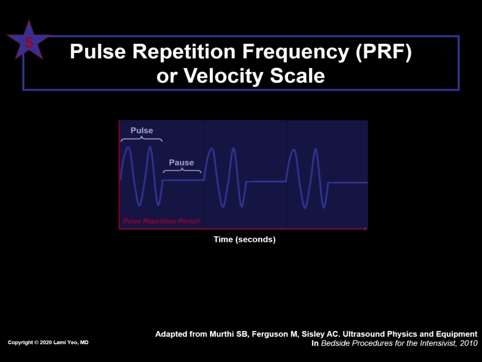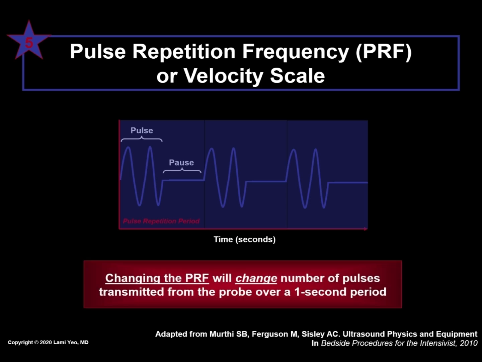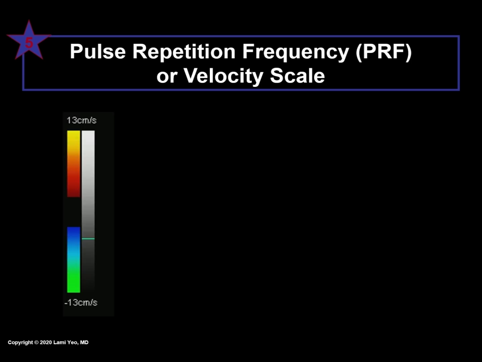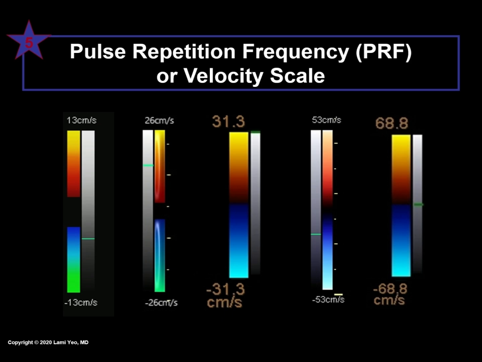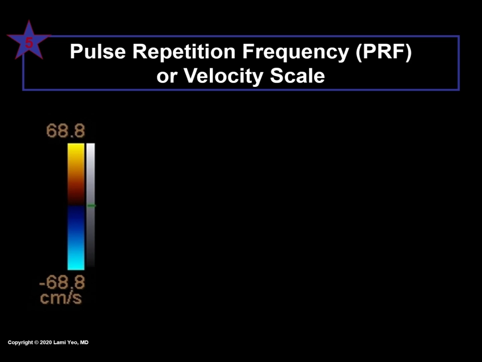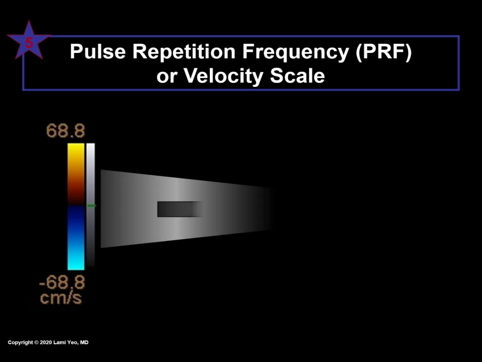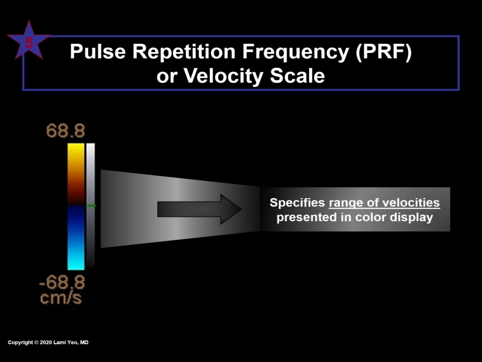It follows then that changing the PRF will change the number of pulses transmitted from the ultrasound probe over a 1-second period. Now, as stated previously, the color bar also depicts velocity information in centimeters per second. Specifically, this velocity scale specifies the range of mean velocities that are presented in the color display.